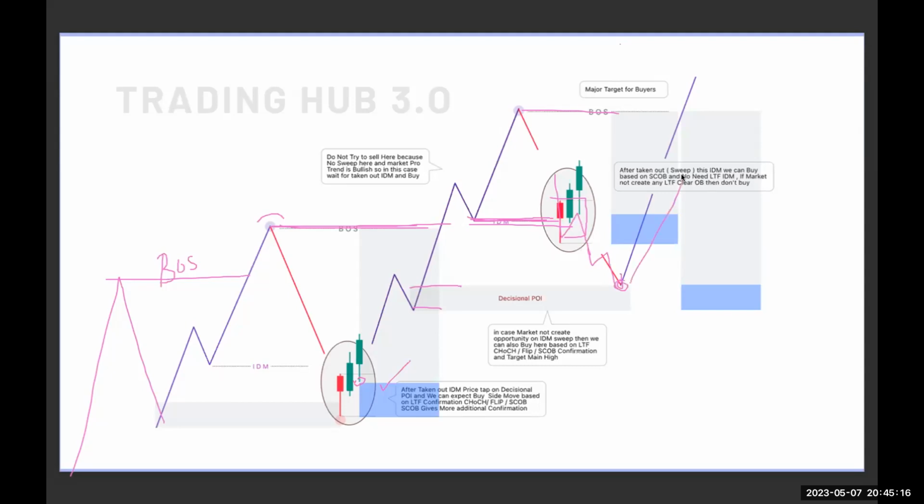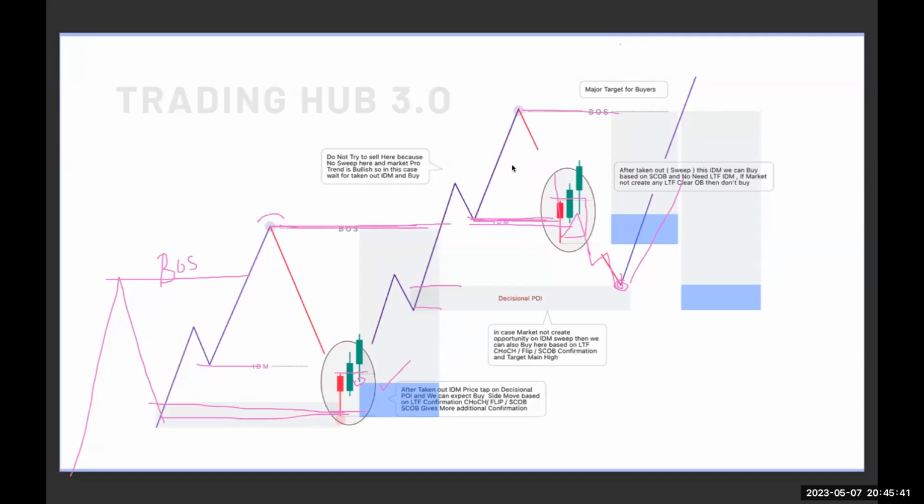So that's it in this diagram. In this diagram, you have to understand only two things. First one, if the inducement is taken out and price taps on your order block, then you can buy or sell based on CHoCH and flip. But if you want additional confirmation, then you can also take confirmation based on a single candle order block, but price must tap on an order block.